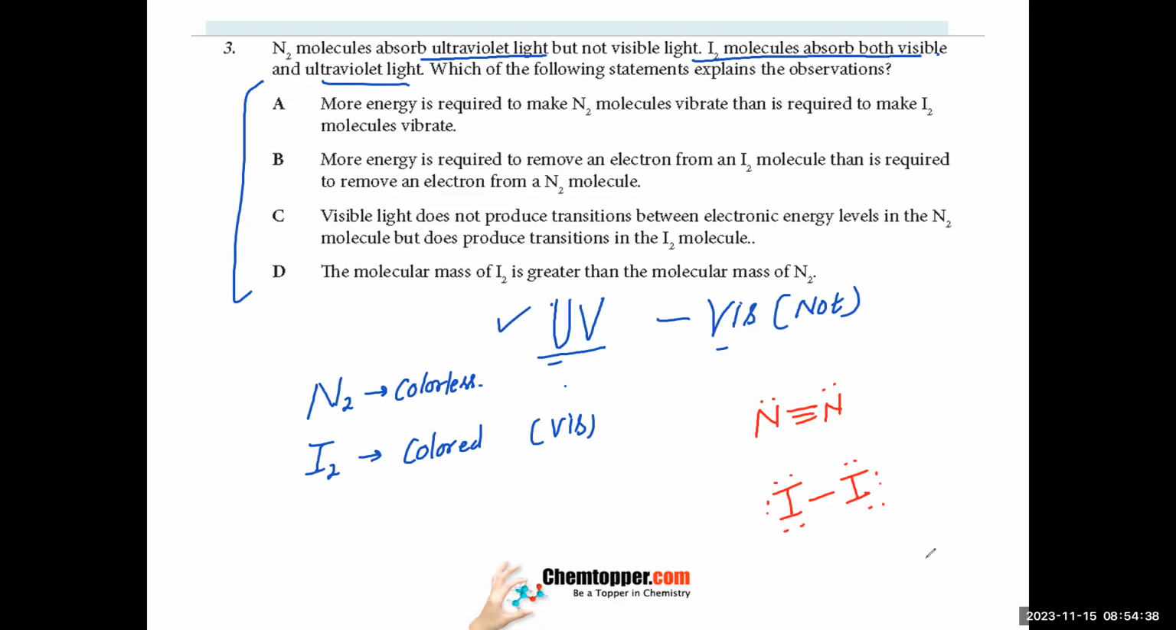So I think Azuni is trying to answer. All of you please now pick up the answer. Everything is here. Ultraviolet high energy, visible low energy. N2 is colorless. It is absorbing only ultraviolet. I2 can absorb ultraviolet and visible. Explain why. This one? Is C the answer, children?